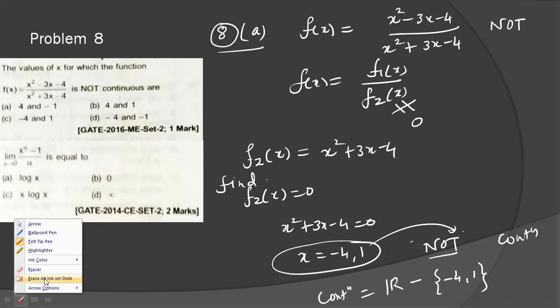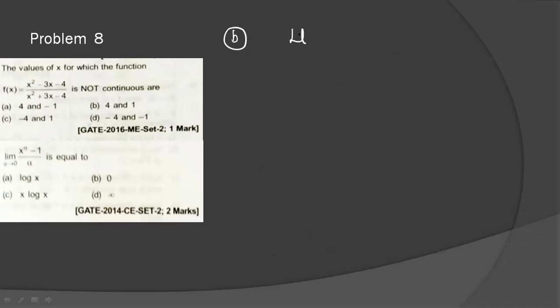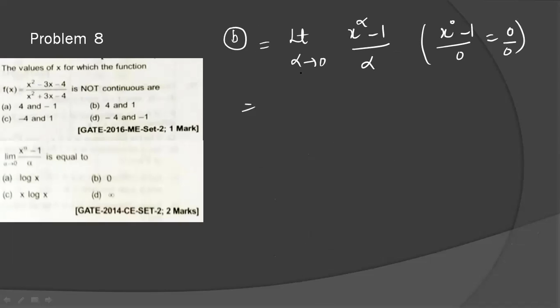In the B part, limit alpha tending to 0, (x to the power alpha minus 1) upon alpha. This is x to the power 0 minus 1 upon 0, so it is a 0 by 0 form. Please remember, here the variable is alpha. If you want to find the limit, you can apply the L'Hospital rule, but in its application you have to keep one thing in mind. You have to differentiate with respect to the variable only, and the variable is alpha here, so we differentiate with respect to alpha only. The differentiation of alpha with respect to alpha will be 1.